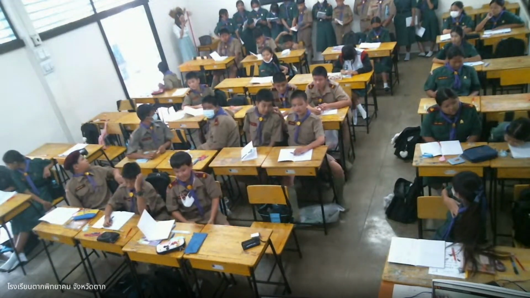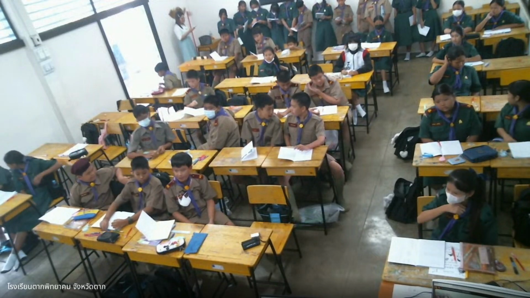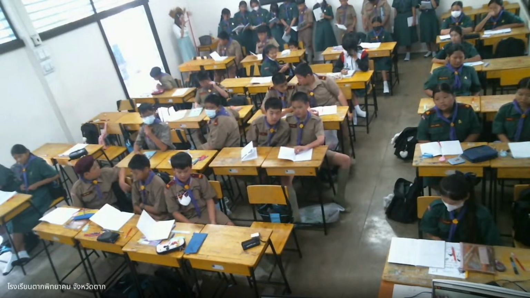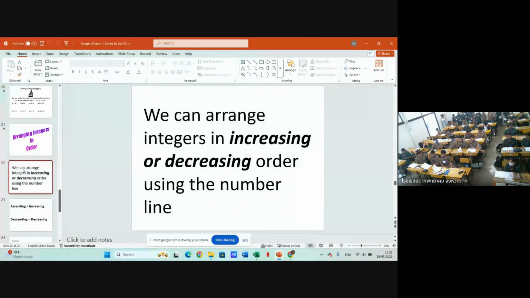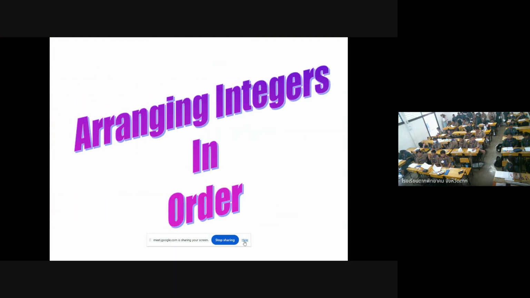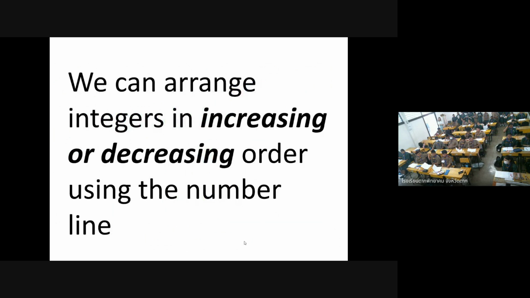Anyway, sorry about that for those who are in the other school. Okay. The next topic that we're gonna study is about arranging integers in order. Again, arranging integers in order. When we talk about arranging integers in order, it is how you write the numbers. Okay? And there are two ways to write the numbers. First, we have the increasing order and the decreasing order. Let me write it here.